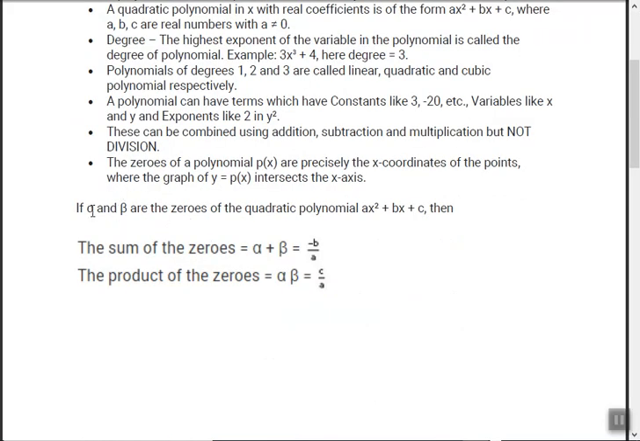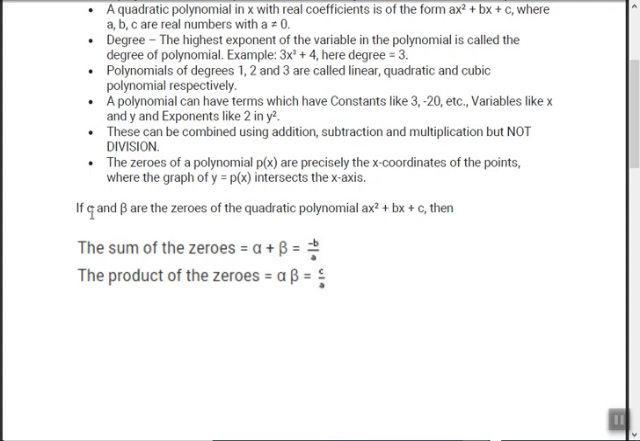These two terms you have to always remember. If alpha and beta are the zeros of quadratic polynomial, quadratic means highest degree 2, then what? Alpha plus beta equals to minus b upon a, and alpha into beta equals to c upon a. Just remember these two thoroughly. These are useful in each and every problem almost.